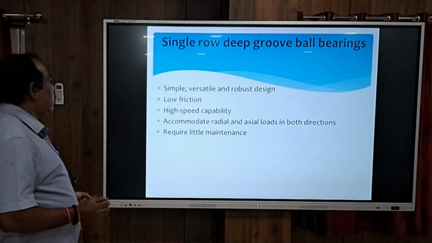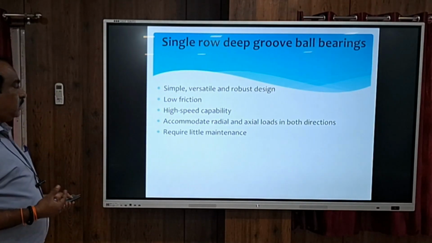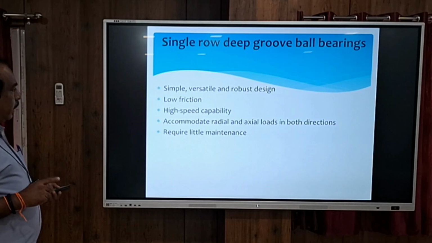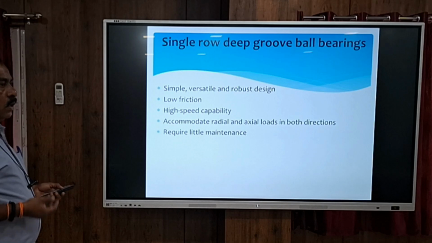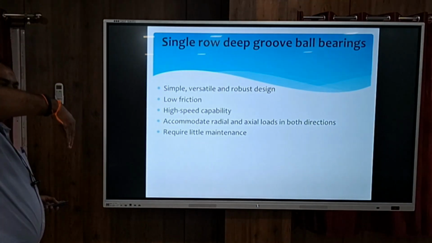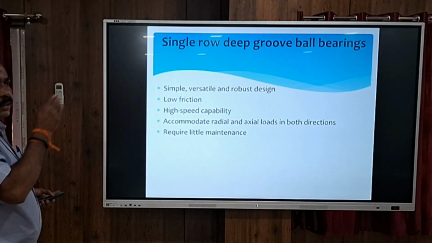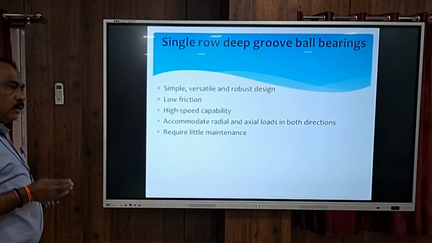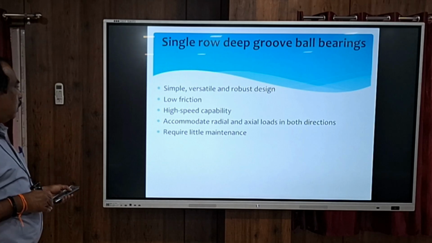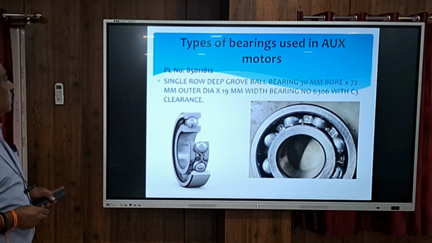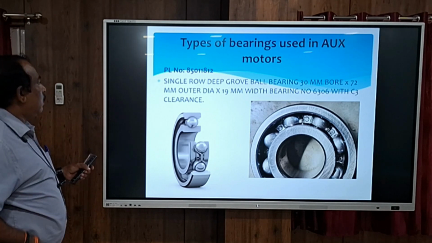Single row deep groove has a simple, versatile, and robust design. Low friction will be there. High speed capability is there. It accommodates radial and axial loads in both directions. Radial load, suppose the load is coming from the top, it is radial, whereas the load coming parallel to the shaft is axial load. So it can accommodate both. These bearings can accommodate both types of loads. Little maintenance is required, like simple greasing only.